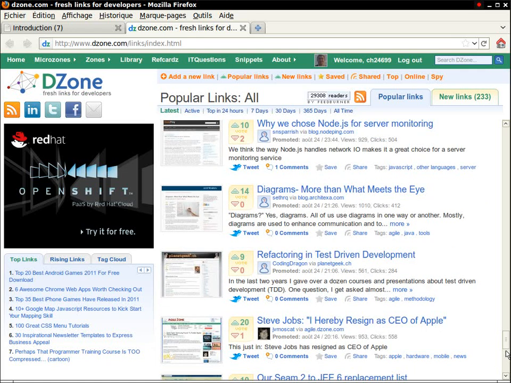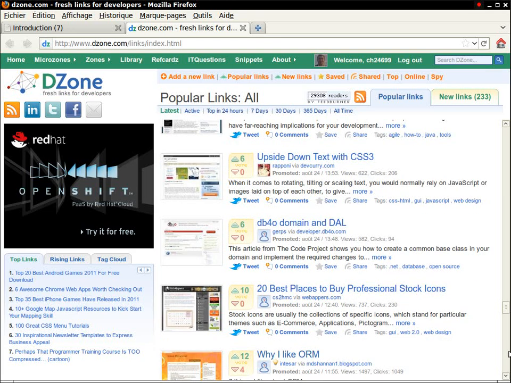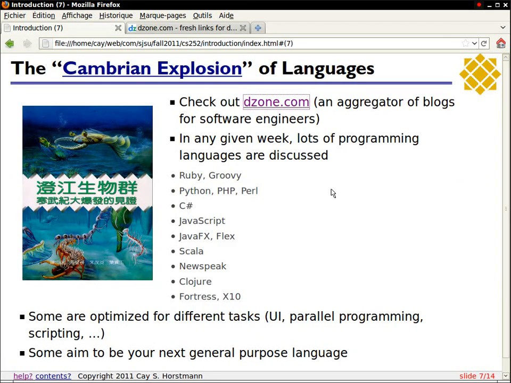Now we're going to have 20 articles about Steve Jobs. C#. And when you look at the kind of languages that are mentioned there, you see a lot of Ruby and Groovy, the P's, Python, PHP, and Perl, JavaScript, quite a lot of that now. JavaFX, I guess, there was a flurry a while ago, but not so much. Flex, the same thing, those seem to be waning. On a given week, there are going to be several Scala articles. I haven't seen anything about Newspeak for a while, but Clojure competes with Scala for attention by the in-crowd.